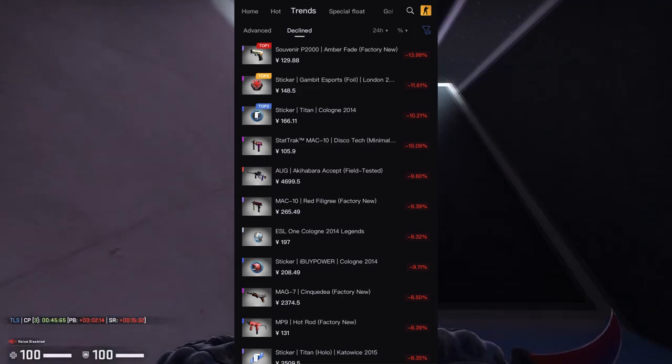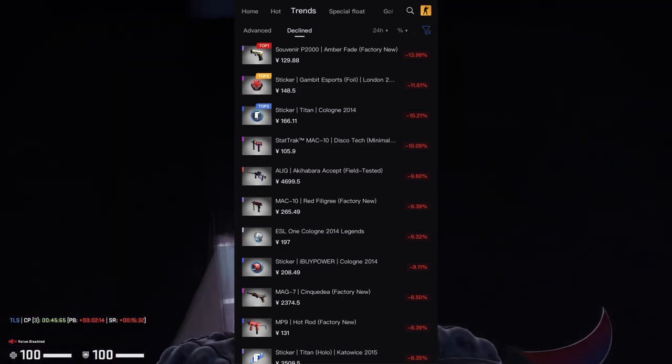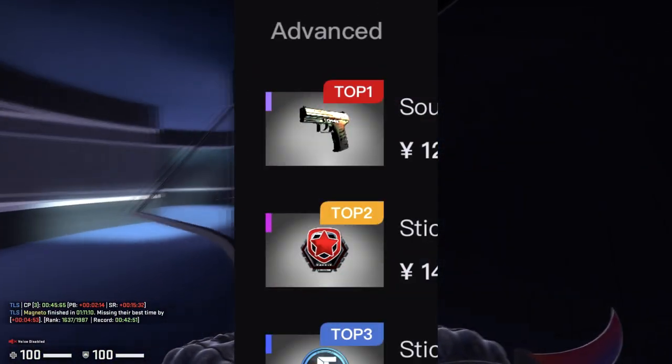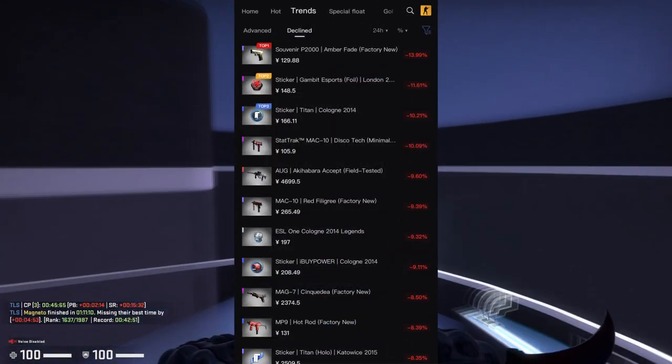Honestly, not too shocking of a decline here, and something that is expected with a lot of souvenir items. Second place decline is a 12% loss, and that's with the Gambit Esports Foil from London 2018. Now, this one is honestly not that surprising at all.